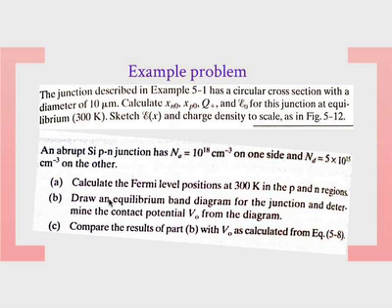Very quickly, actually. Okay? So this is the second example from the section. It says the junction described in example 5.1, which I have reproduced at the bottom, has circular cross-section with a diameter of 10 micron. Calculate xn0, xp0, Q+, and E0 for this junction at equilibrium, 300K. Sketch the field and charge density. Okay, so that's the junction.